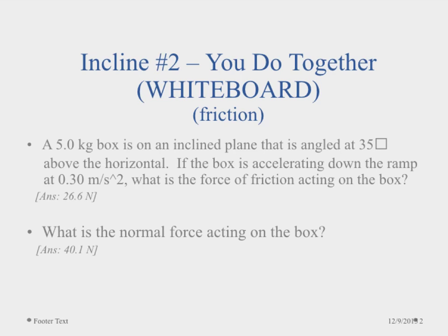Alright, now it's your turn. Work with your group, collaborate together on your whiteboard, solve this problem. We're going to put some friction into the equation now. A 5 kilogram box is on an inclined plane that is angled at 35 degrees above the horizontal. If the box is accelerating down the ramp at 0.3 meters per second squared, what is the force of friction acting on the box? And when you finish that, determine the normal force acting on the box.